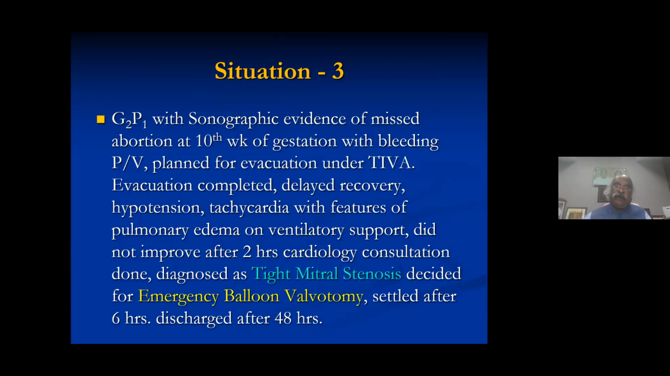Second gravida, para 1, with sonographic evidence of missed abortion at the 10th week of gestation, with bleeding PV. She came with bleeding PV, and therefore I planned for evacuation under short general anesthesia. Total intravenous anesthesia, pentothal or propofol, was given. More commonly the anesthetists give propofol, and evacuation was completed.